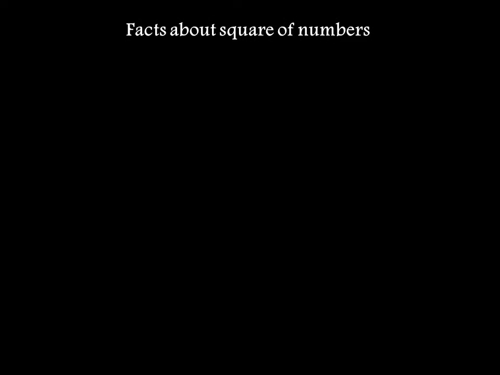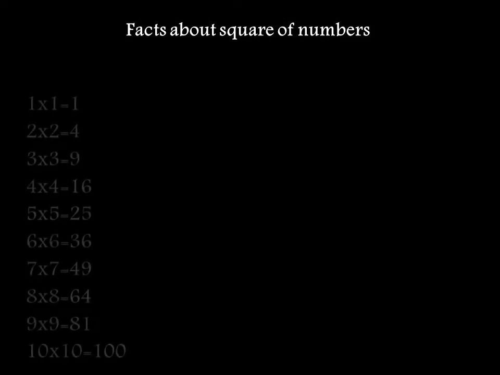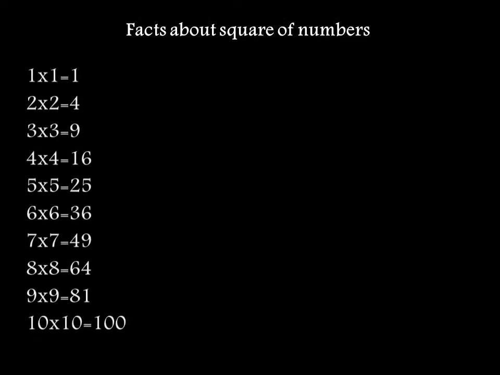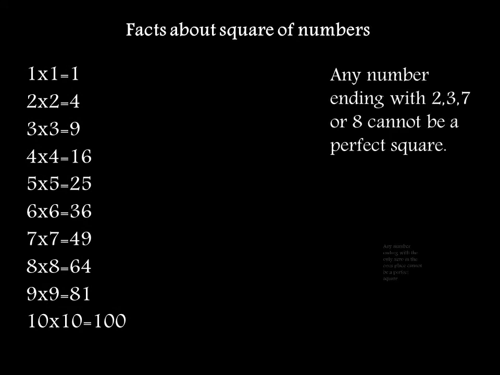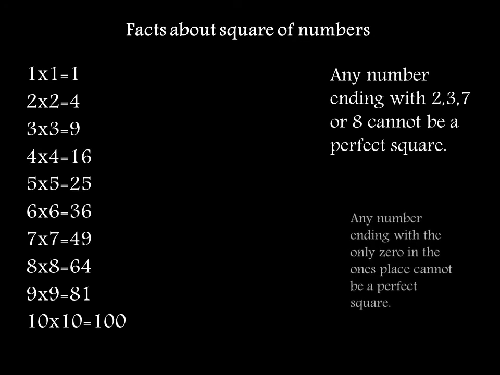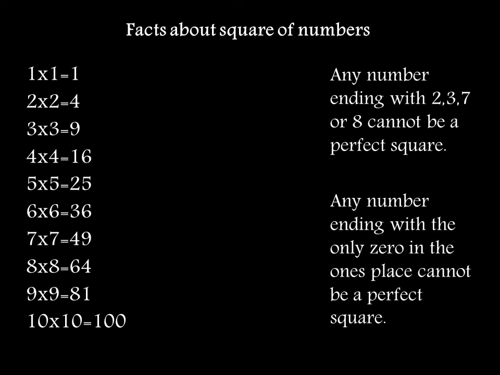Let's know some facts about squares of numbers. If you look at the table which shows the squares of numbers, any number ending with 2, 3, 7 or 8 cannot be a perfect square. Any number ending with an odd number of 0s in the ones place cannot be a perfect square.